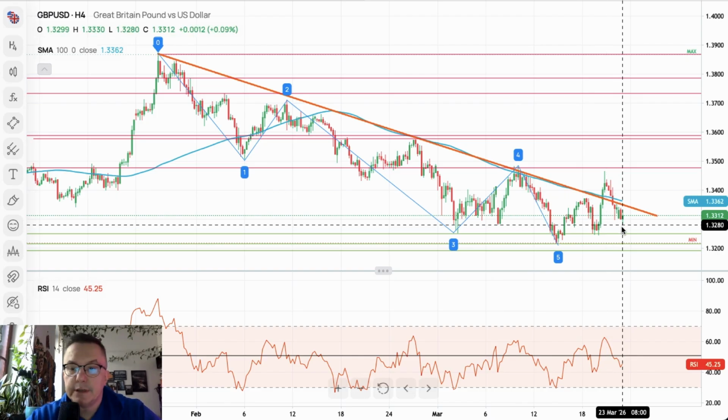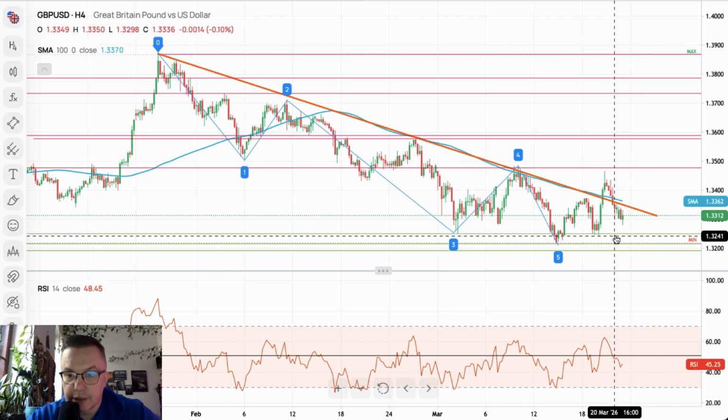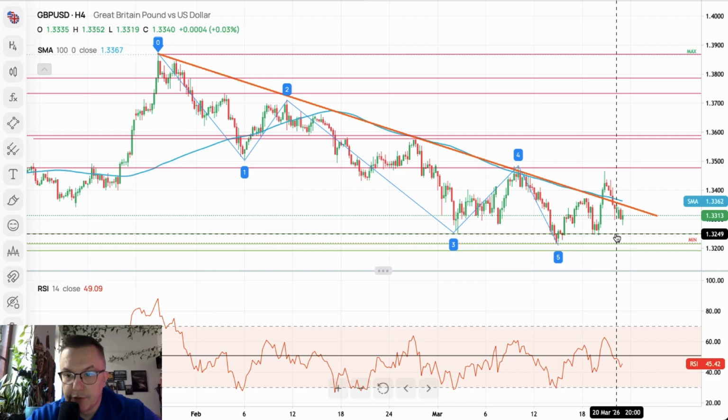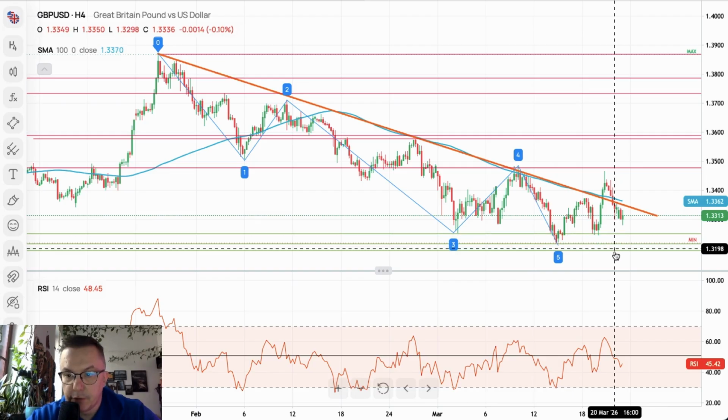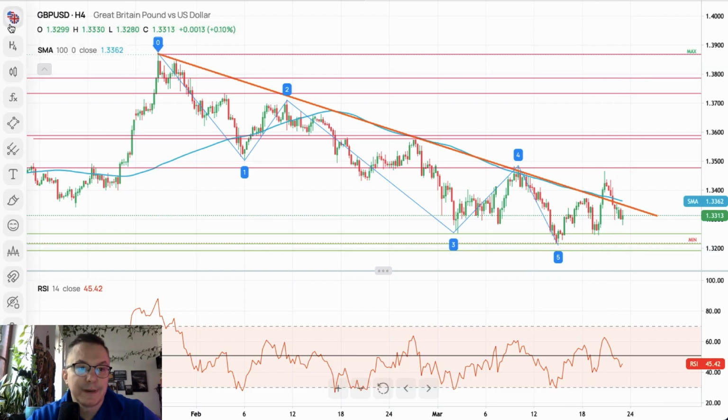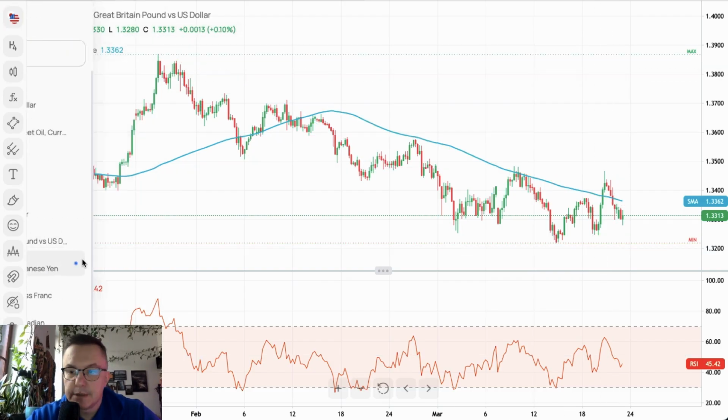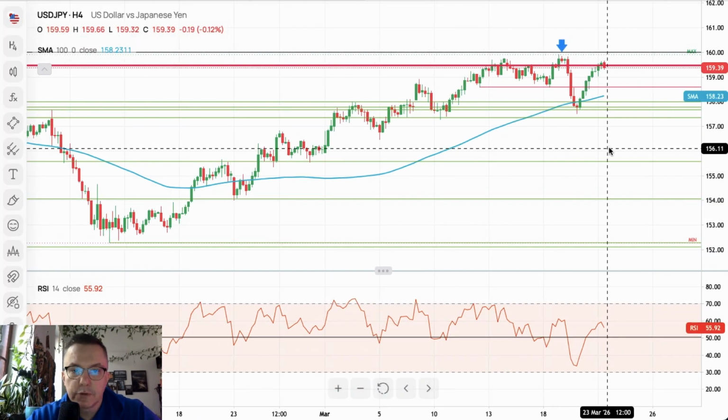Now the situation is with this kind of movement to the downside, back below the trend line. Please watch 1.3249, 1.3214, and another technical support 1.3189. Very similar to the euro dollar.